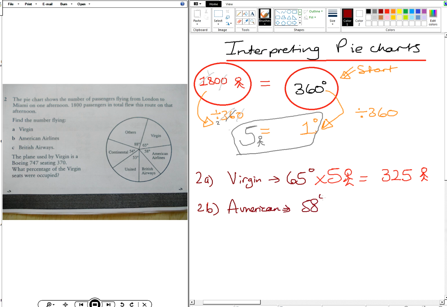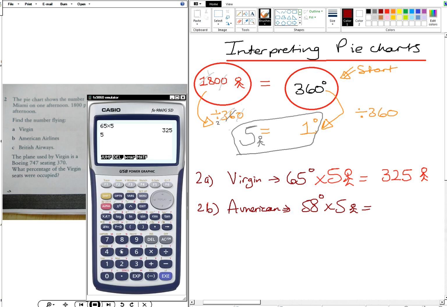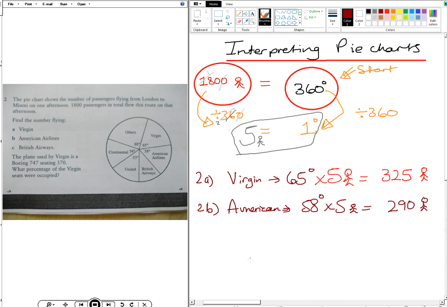58 degrees times by 5. Each degree is worth 5 people. So we have 58 times by 5, and that will give us an answer of 290 people. Okay. The next one says British Airways.